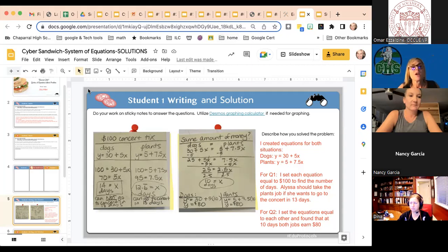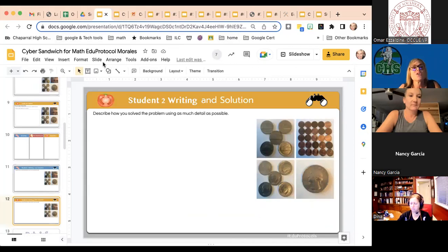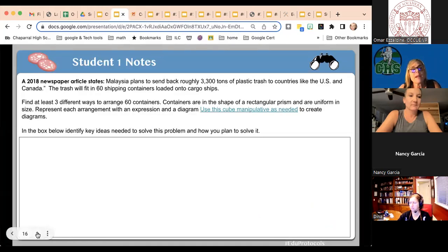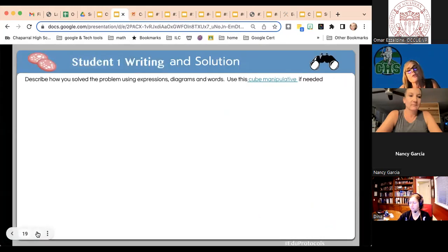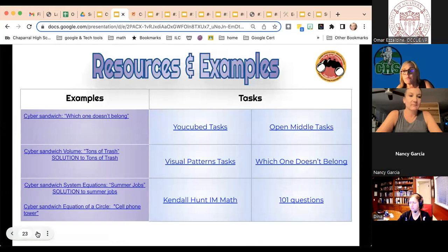So the idea of cyber sandwich is just to make it so that they don't just start solving blindly, but they have an opportunity to think about it, talk about it, and then solve it. And hopefully that makes their problem solving better.